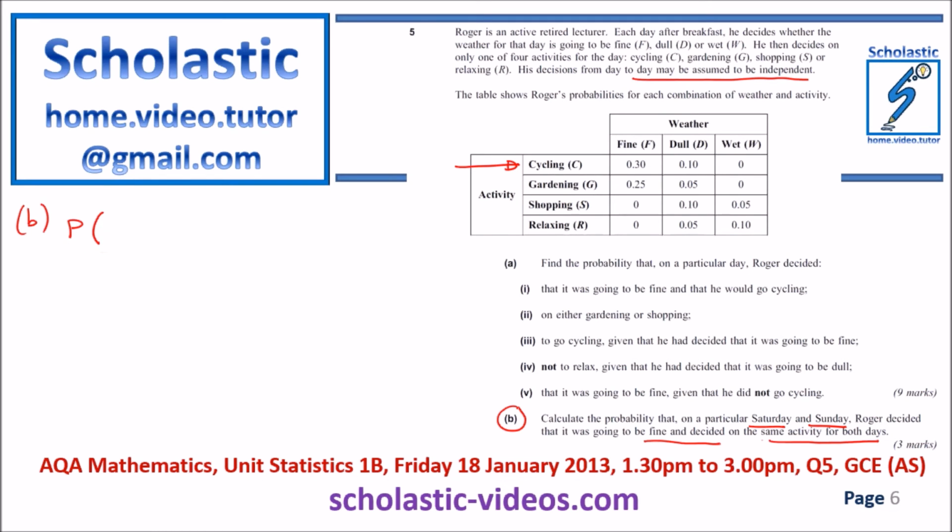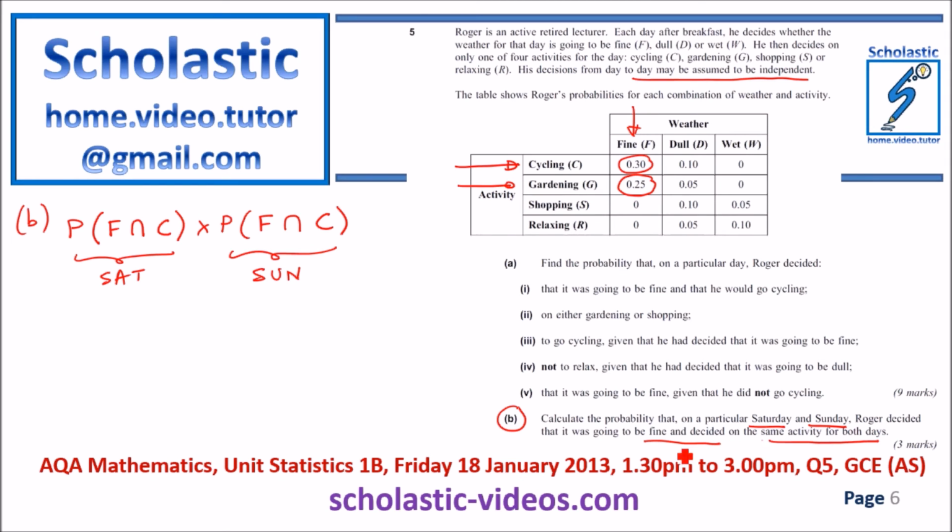Probability on a fine day and cycling, that is on Saturday, and probability on a fine day he does cycling again, that is he's doing the same activity on 2 consecutive days, Saturday and Sunday. So that is if it is only cycling, and the other condition is that he can also be doing gardening. Because it's assumed to be a fine day, there are 2 activities happening, either cycling or gardening. So shopping and relaxing will not be there, because on a fine day he will not do shopping or relaxing.